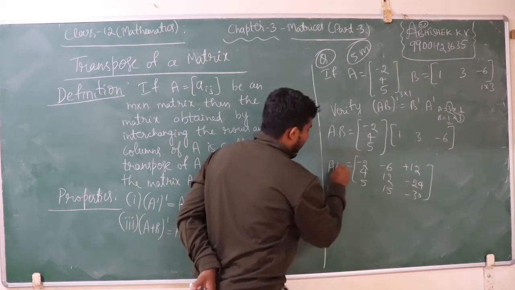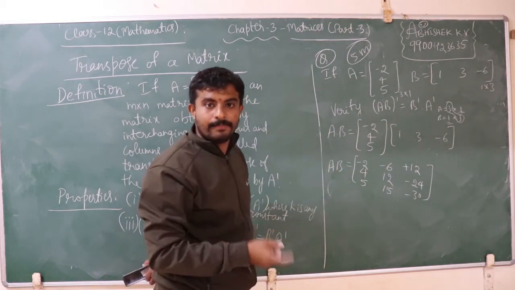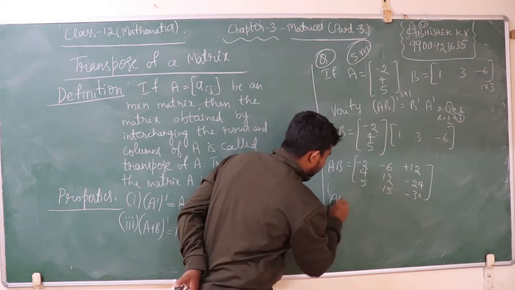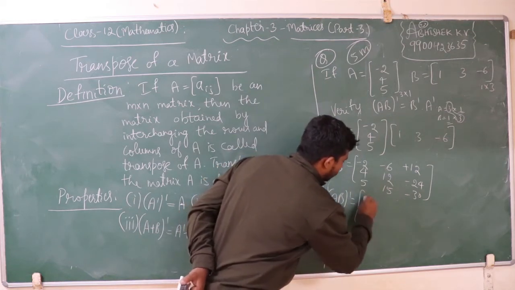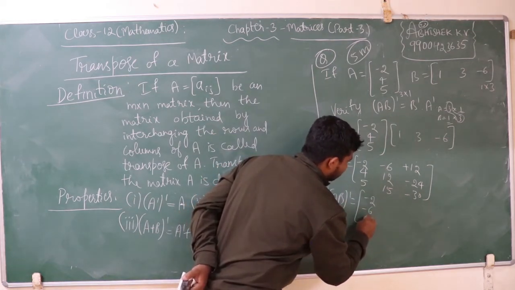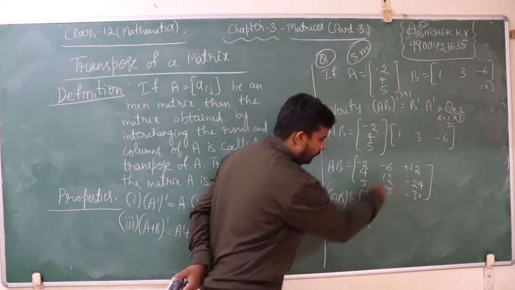This is AB. But what we need is the transpose of AB. This is equal to -2, -6, 12. This first row becomes the first column.